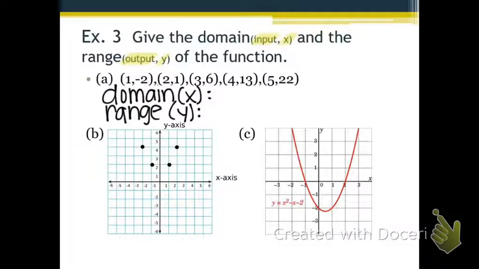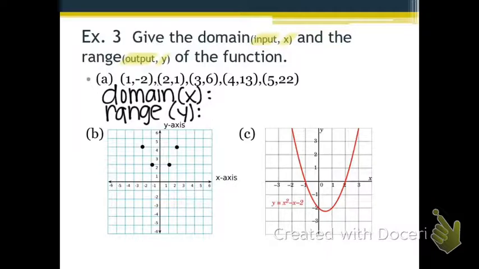So let me just ask you this. How do you think I would like you to write that list? In what kind of order? Least to greatest, okay? Least to greatest. So I don't want you to just throw down all the x values however you want. I prefer them least to greatest. That'll make everything move quickly and smoothly.